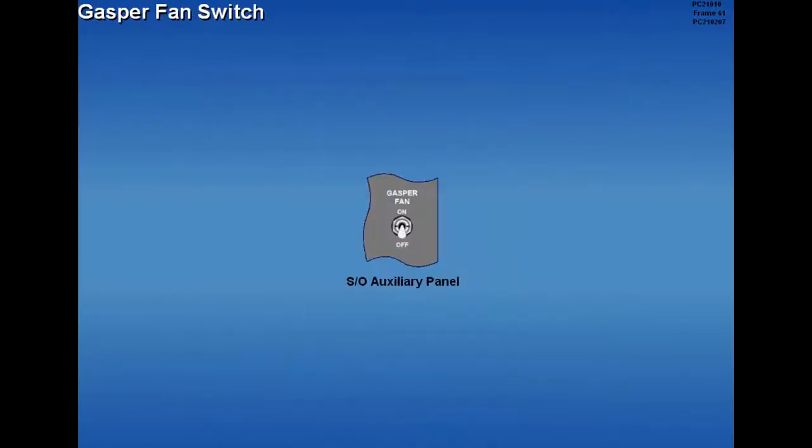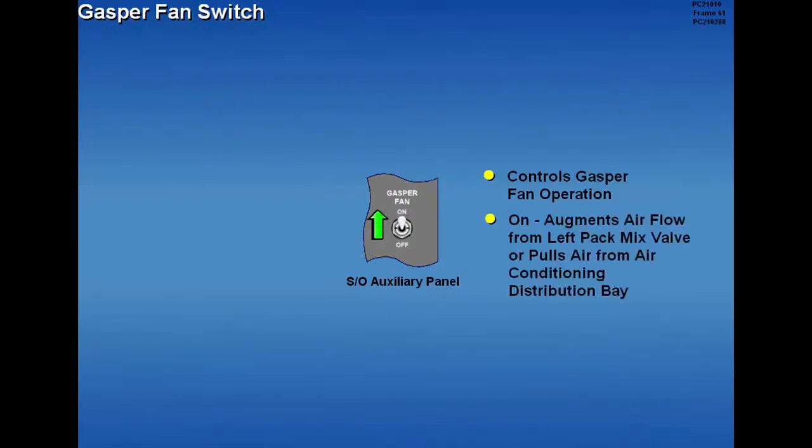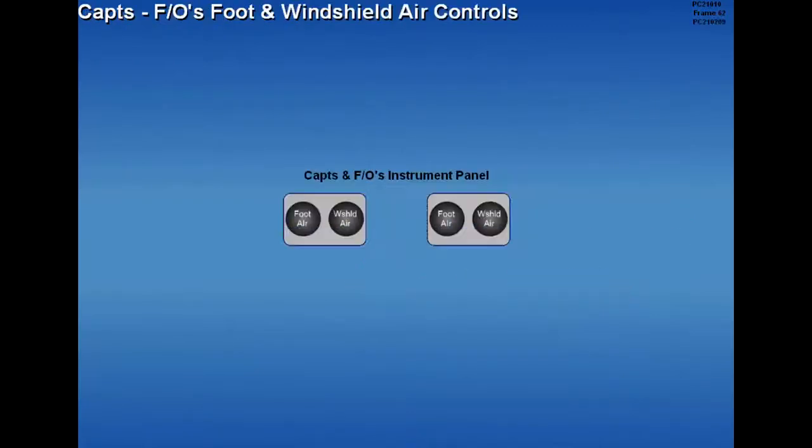The Gasper fan switch controls the operation of the Gasper fan. Moving the switch to on augments the cold air from the left pack air mix valve, or pulls air from the air conditioning distribution bay, supplying it to individual outlets in the cockpit and passenger cabin. The captain's and first officer's foot and windshield air outlets are operated by control knobs.